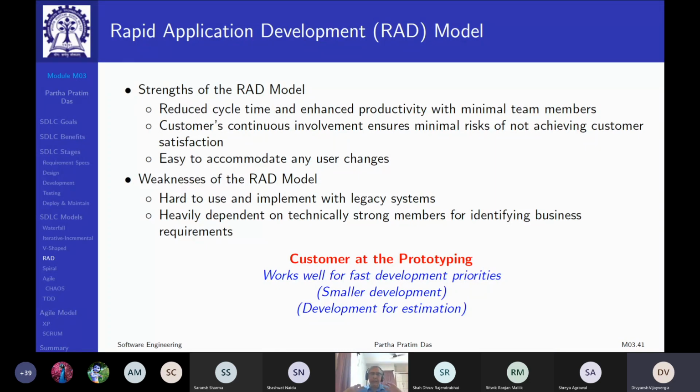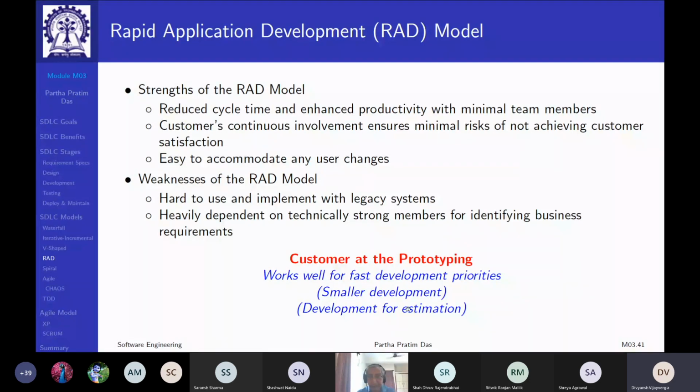Unless you just want to imitate the functionality of the existing legacy system and build a completely new one, which usually you do not do because there are a lot of cost implications. So it is not very easy to do this prototyping and iteration on that. Right? So every model has some limitations and some strengths, as you can see. Prototyping works well for fast development priorities because the customer is regularly getting something, but it works for smaller development and development for estimation.